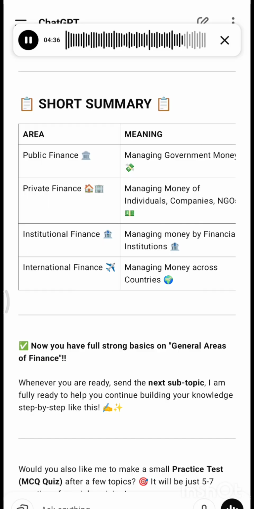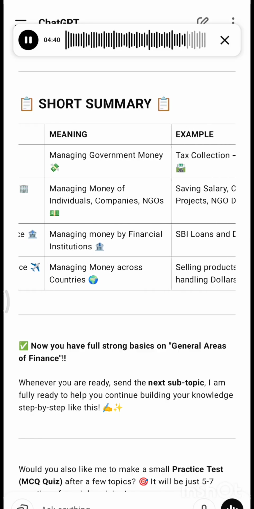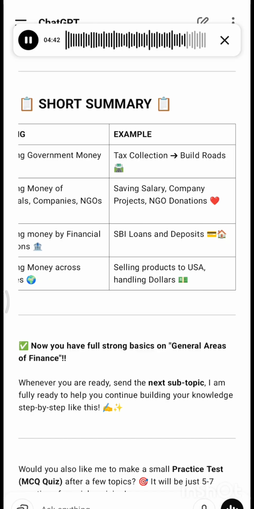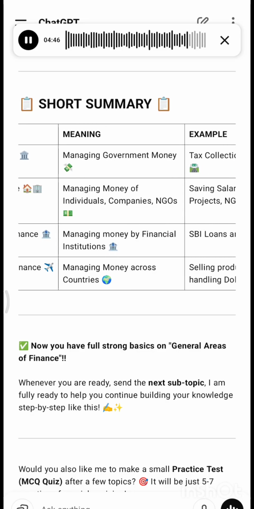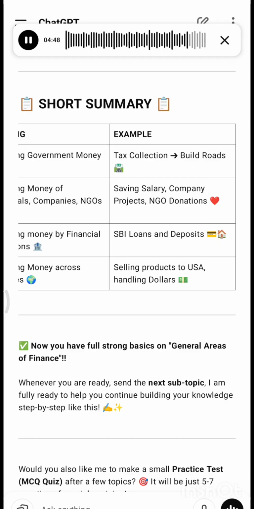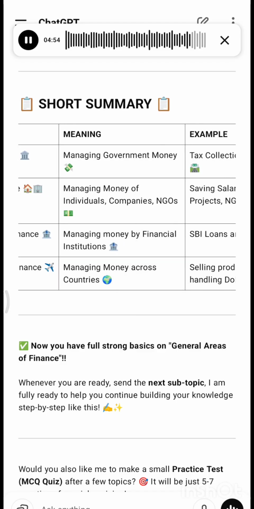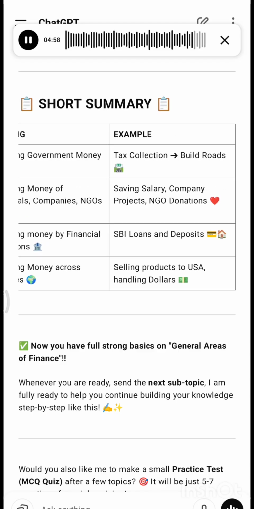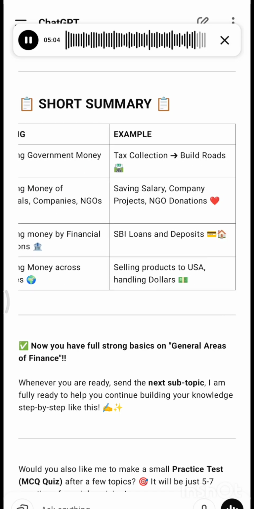Meaning example, public finance: managing government money, tax collection, building roads. Private finance: managing money of individuals, companies, NGOs. Saving salary, company projects, NGO donations. Institutional finance: managing money by financial institutions, SBI loans and deposits. International finance: managing money across countries, selling products to USA, handling dollars.